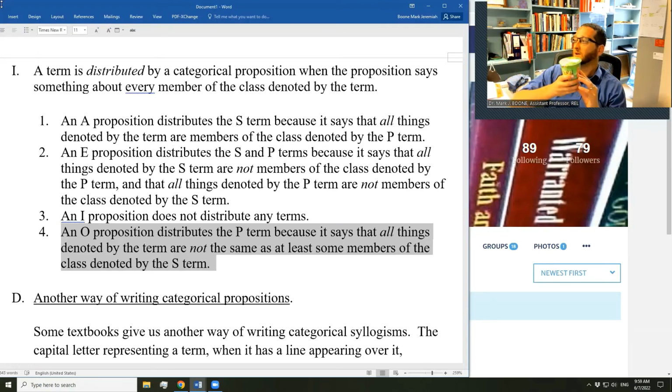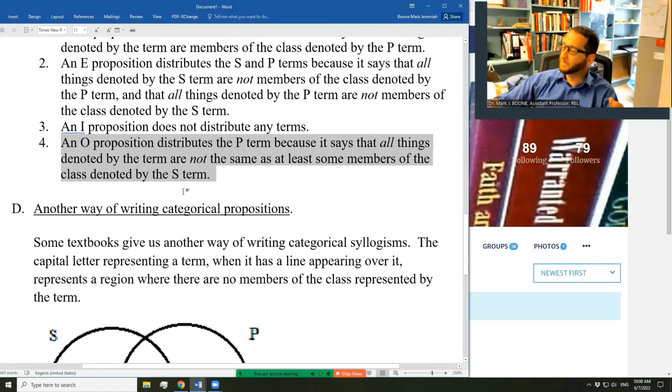Some cup noodles do not have chicken flavor. Translated into standard form, how do you translate cup noodles into standard form? Some cup noodle cups are not things that have a chicken flavor. I'm saying that those particular cup noodle cups, no things that have a chicken flavor are those. I'm saying something about all things that have a chicken flavor, that not even one of them is one of those particular noodle cups that I'm talking about. Okay, so the O proposition distributes the P term, but not the S term.